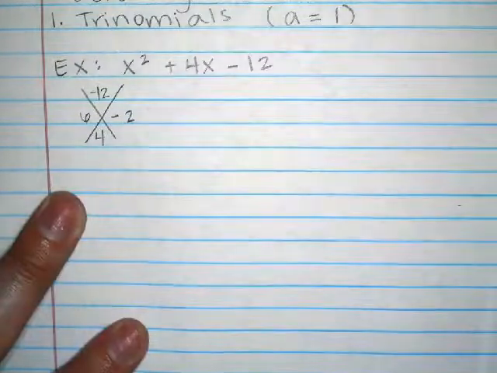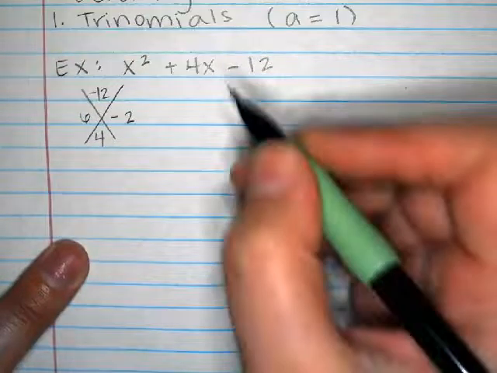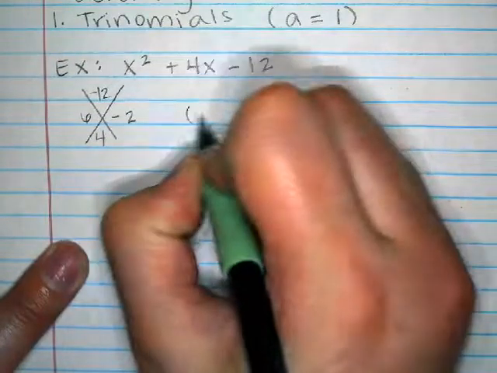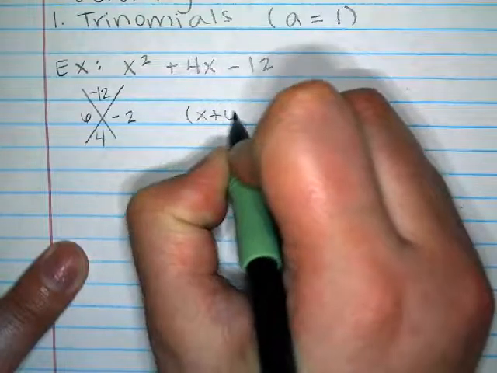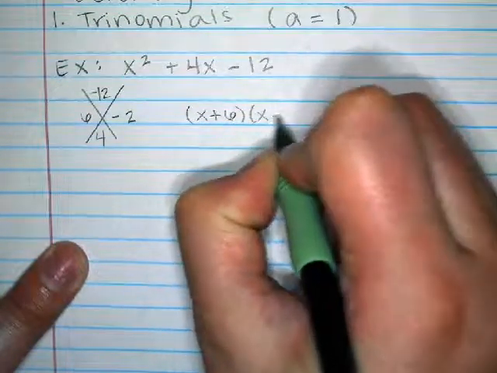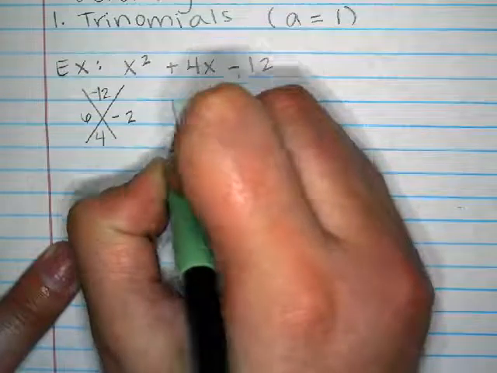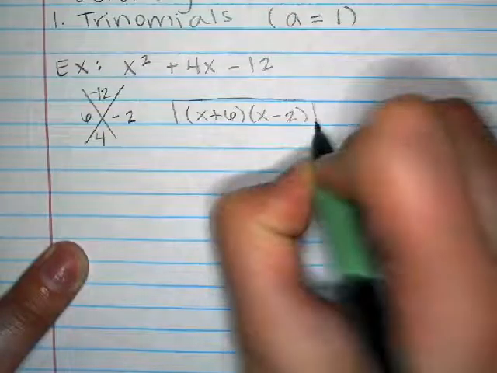So if you're not feeling comfortable with your multiplication skills, you can still do this. So x plus 6, x minus 2. And then you stop and say, okay, those are my factors.